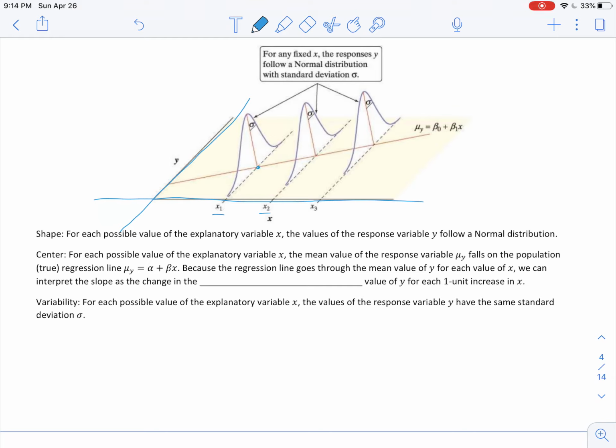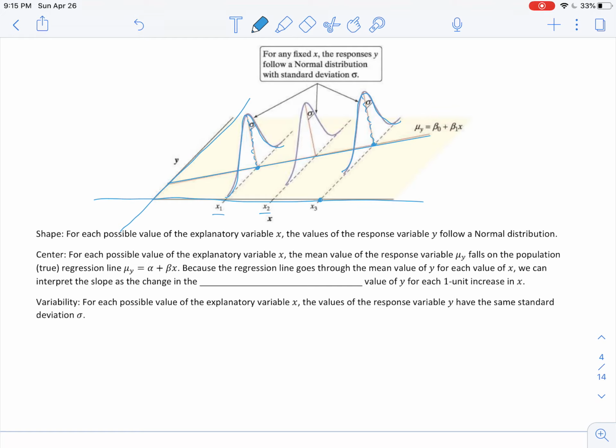If you stop at any one of those x values, for each possible value of the explanatory variable x, the values of the response variable y will follow a normal distribution. So if you stop at any x, your y values will follow a normal distribution. If you stop at this x instead, you're going to get a different normal distribution, but there are some similarities. For each possible value of x, the mean value of the response variable, mu sub y, falls on the population regression line, the true one. So the center of these normal distributions will be on your population linear regression line.